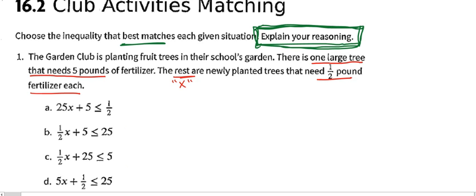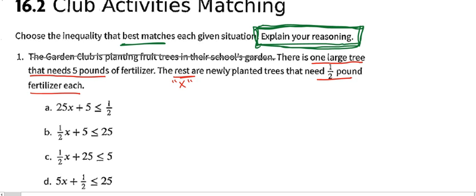I think we can cross out this whole first sentence. It's good to know that we're talking about a garden club, but to match it up to the inequality, we don't need that part. So that's the main thing I would cross out. The rest of it, I think we're good.